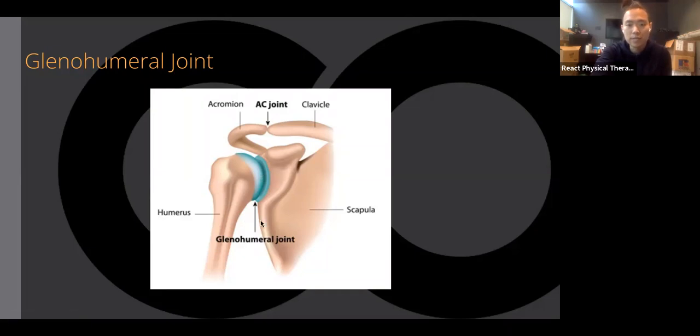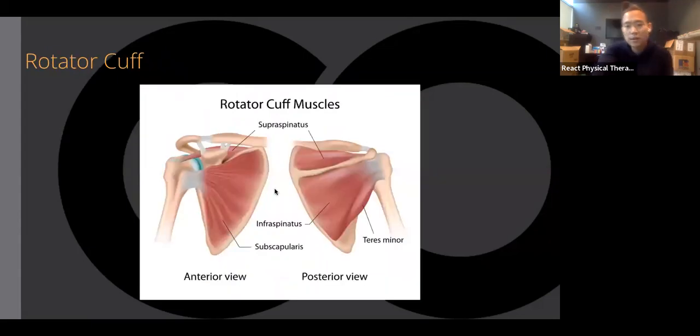The glenohumeral joint is your main shoulder joint. That's the one we mostly think about when we're talking about the shoulder. That's our ball and socket. You can see we have our shoulder blade here. There's a small socket on the shoulder blade that our humerus, our arm bone, connects to. Our rotator cuff muscles stabilize the glenohumeral joint. There are four actually: supraspinatus, infraspinatus, subscapularis, and teres minor. Because their main function is stability, you can see how important that is in the shoulder.